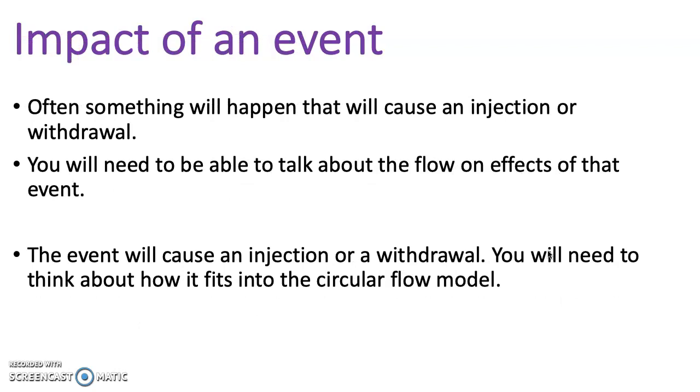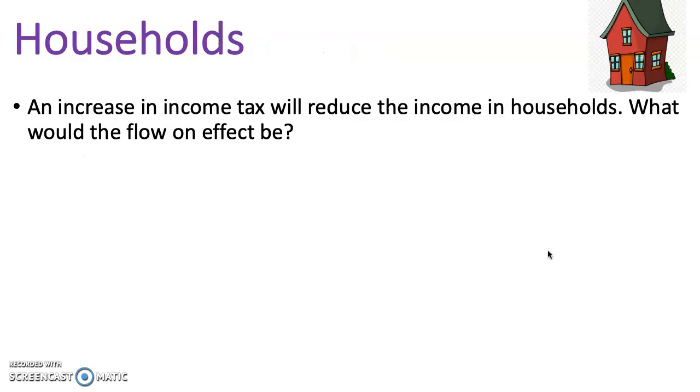So for your assignment, we're looking at something that will cause an injection or a withdrawal, and you need to be able to talk about the flow-ons and how it all fits into our model. So we've got a little example here with a household. If we have an increase in income tax, that is going to reduce the income that the household has to spend. So that is a withdrawal.